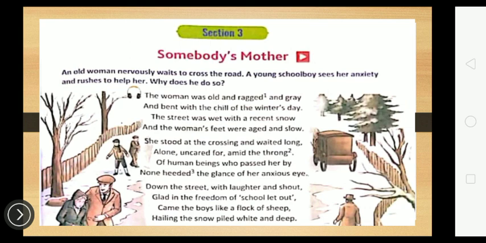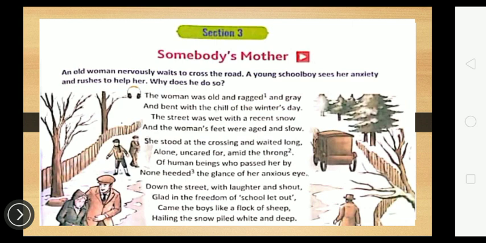Down the street with laughter and shout, glad in the freedom of school let out. So we know, as you all also, what you used to do when your school is over, you used to directly rush out of your classes. At that time, the students who used to rush out of the classes used to make noises. We can hear the laughter in the corridors, and all such kind of things. So similar was the condition here also, that their school let out. It means that school was over and the children were coming. They were free from their school, and all the laughter and shout we can hear there at the downside of the street. Glad in the freedom of school let out. It means that they all were very happy of the freedom that school is over.